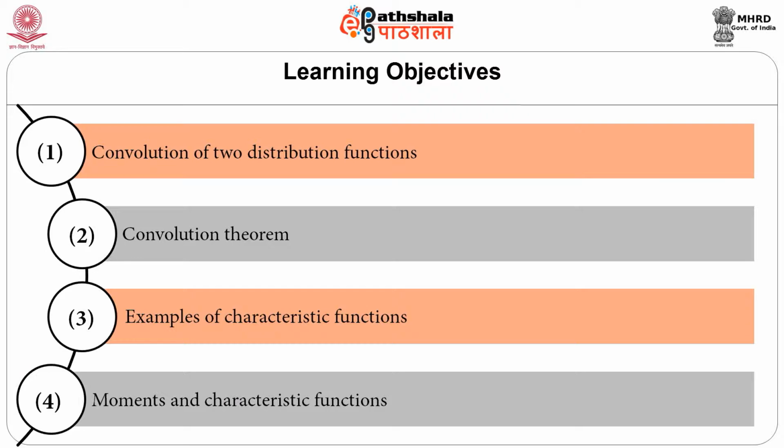So, today we will be discussing such a thing. Before that, we will first define what is known as the convolution of two distribution functions, and we will see how it is related to characteristic functions, or can be characterized through a characteristic function. We will also discuss some examples of characteristic functions of different random variables, and I will explain two very interesting characteristic functions corresponding to two different distributions.